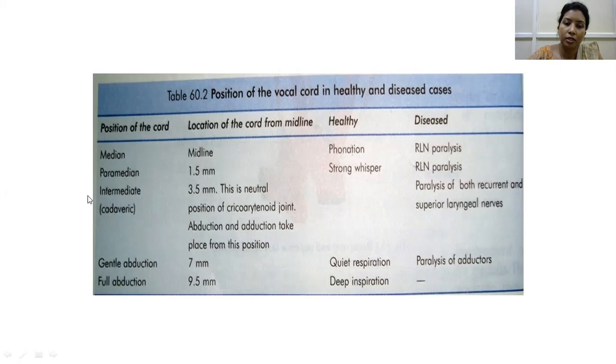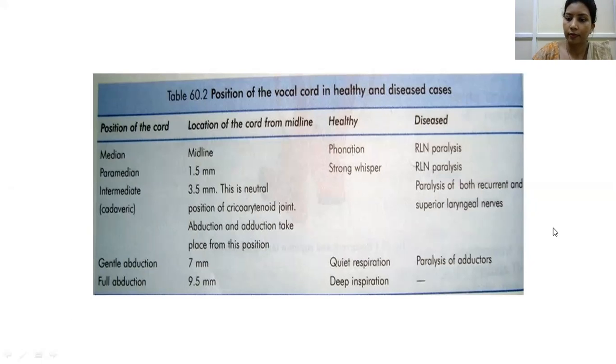This cadaveric position is when there is a complete paralysis of both the recurrent and the superior laryngeal nerves. There is no effect of any muscle on the vocal cords. You will see that the vocal cords are in the cadaveric position. And in conditions where your adductors are paralyzed, you will see the vocal cords in a gentle abduction.